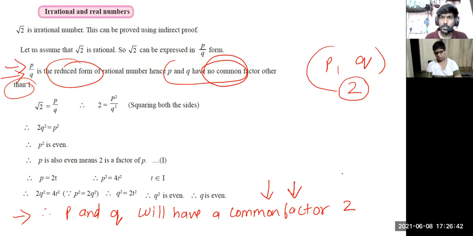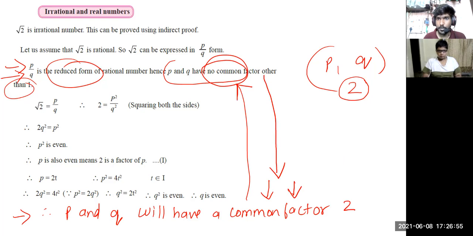We get that they have a common. So there is some problem, right? Some contradiction that is happening. Okay, there is some problem happening here. So this statement is telling that this statement is wrong, and this statement is telling that this statement is wrong.